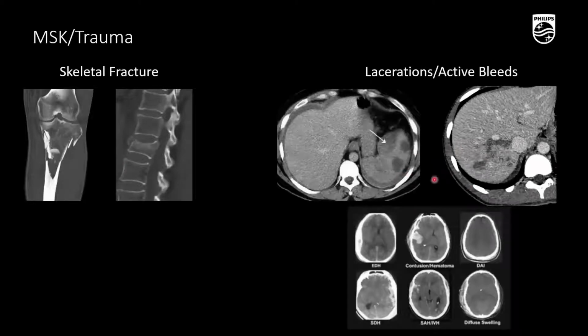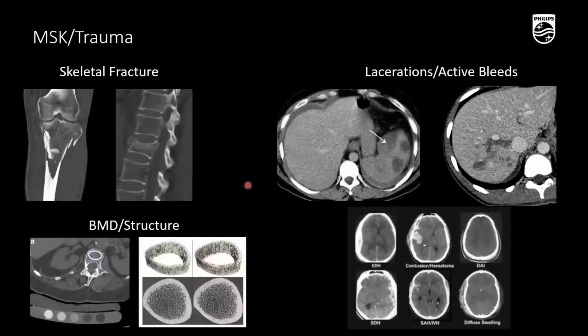But also not just in the MSK setting, but looking at lacerations and bleeds, active bleeds in the organs, trauma to the cranium and to the brain, and also looking at bone quality, bone structure, bone mineral density. I think a lot of us are familiar with QCT, quantitative computed tomography, to measure bone mineral density, for example, here in the vertebra. Which requires a dedicated phantom under the patient, and also new developments in peripheral CT, where we see a much higher resolution and the structure of the bone can be characterized.